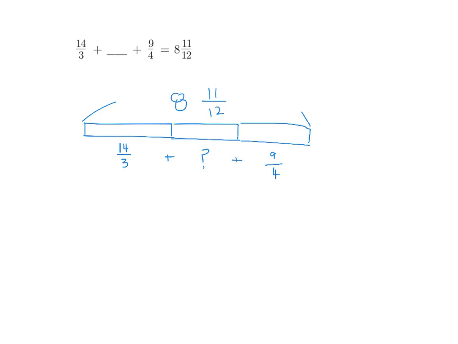How can I find out what that missing term is? What do I need to do first? Sakina? First, you need to add 14 thirds plus 9 fourths. Yeah. And then I'm going to subtract that from 8 and 11 twelfths. Yes? Go ahead and solve this problem.